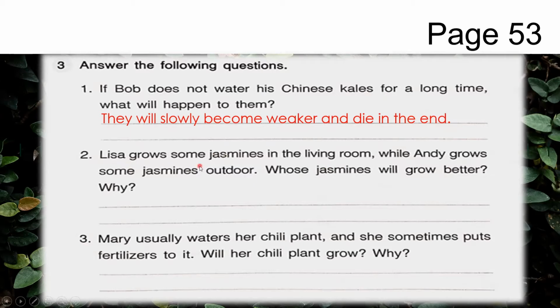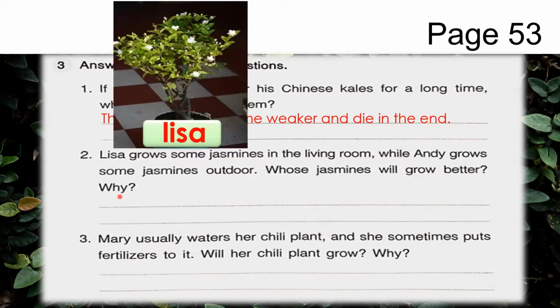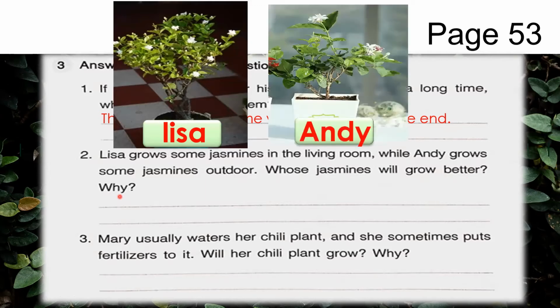Lisa grows some jasmines in the living room, while Andy grows some jasmines outdoor. Whose jasmines will grow better and why? I repeat, Lisa grows some jasmines in the living room where it is dark and it does not get enough sunlight, while Andy grows some jasmines outdoor wherein it can get enough sunlight. Whose jasmines will grow better? Is it Lisa or Andy?